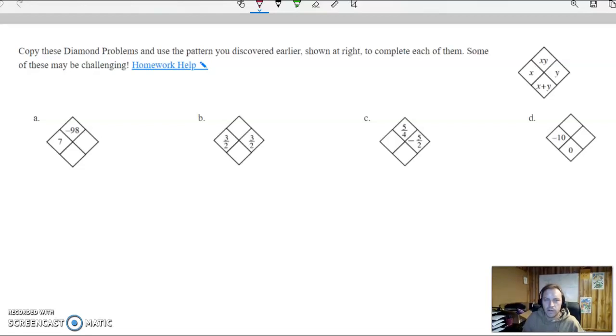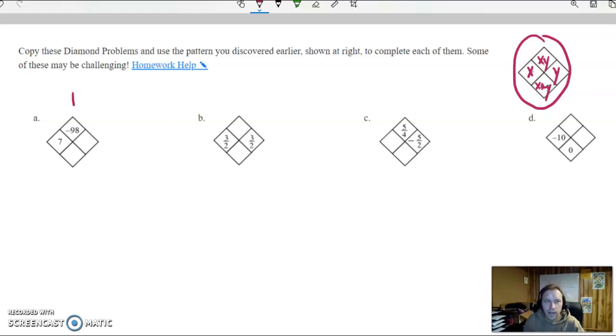And what we learned here on the right, if I can get this to work, of course my pad's not plugged in. Alright, so over here at the right, what this is saying is if I have a number x and a number y, up here it's going to be when I multiply x times y, and over here is when I add the numbers x plus y.